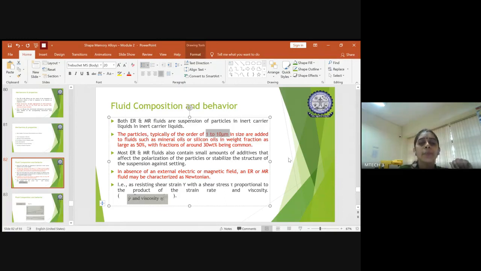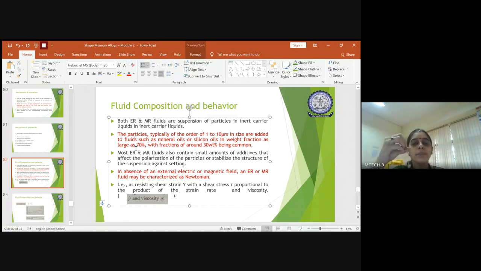These particles will be added to the given oil. The oil is nothing but the fluid, which could be either mineral oil or silicon oil. In weight fraction, the fluid has a larger quantity, wherein the particles we add could be around 30% weight percentage. If this is 30%, the fluid should be larger than 50, so exactly it will be near 70.